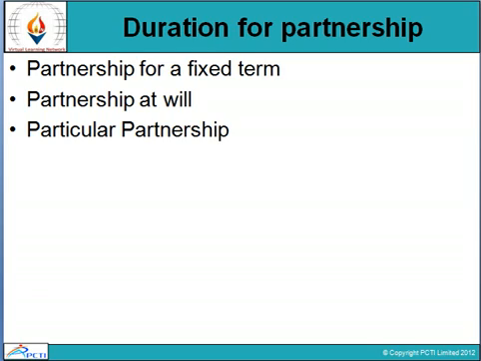Duration of partnership. First one is partnership for a fixed term, second partnership at will, and third is particular partnership. First, partnership for a fixed term, it is for a fixed time. Second one is partnership at will, when there is no provision in partnership agreement for duration of the partnership, the partnership is called partnership at will. This is according to section 7. Last one is particular partnership, where a partnership is formed for a specific venture or for a particular period. It is called particular partnership. This is according to section 8.